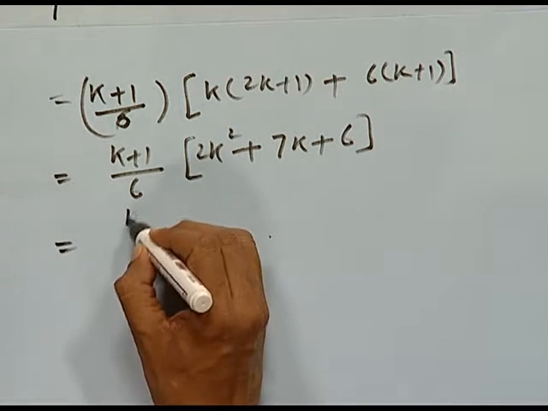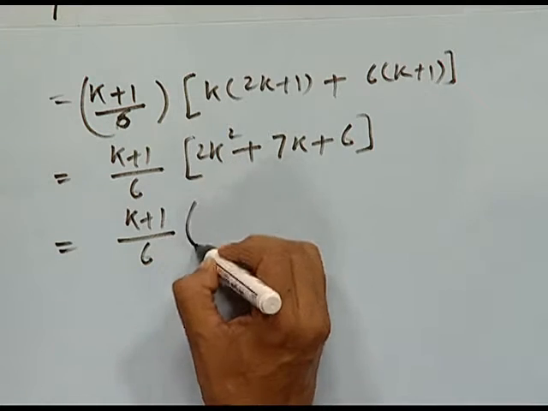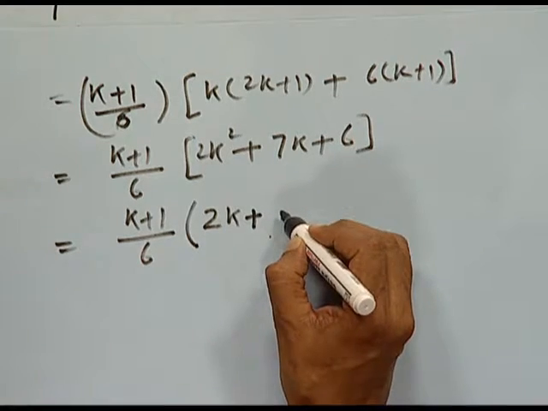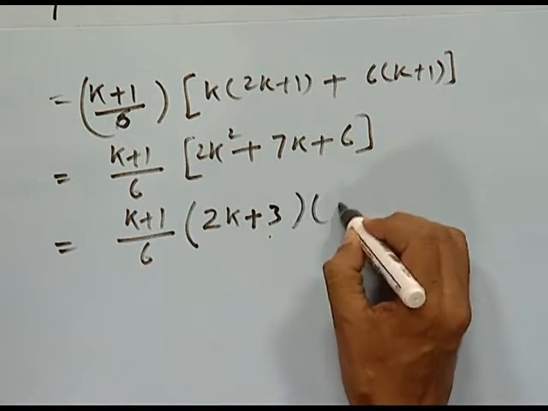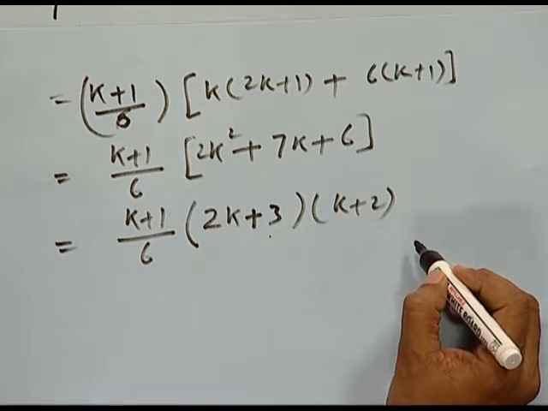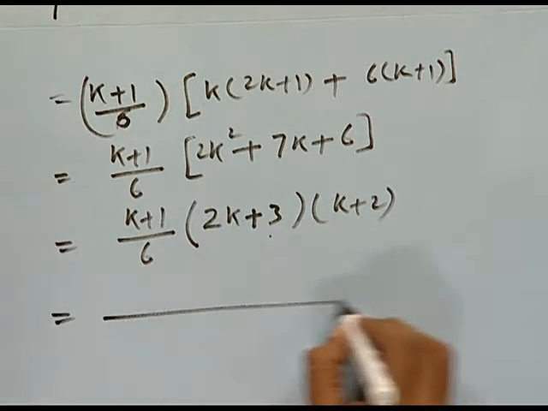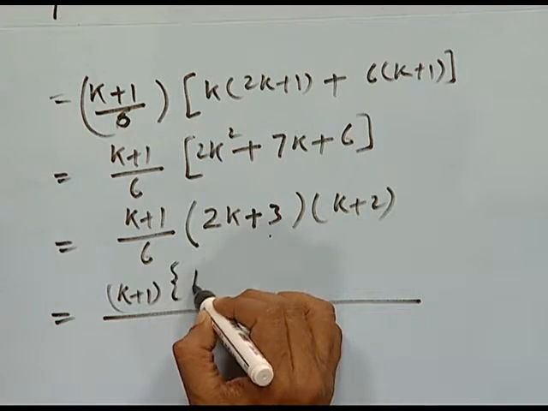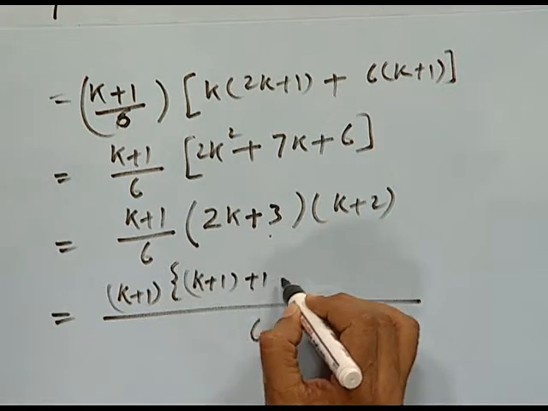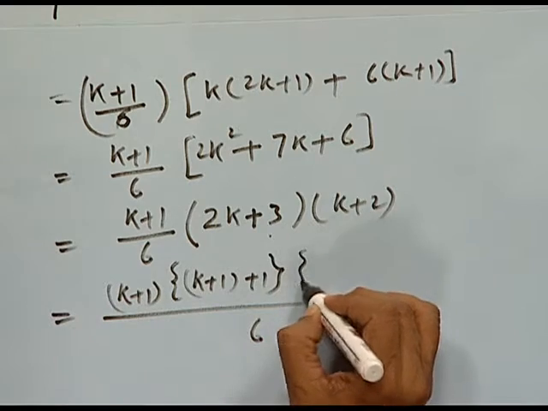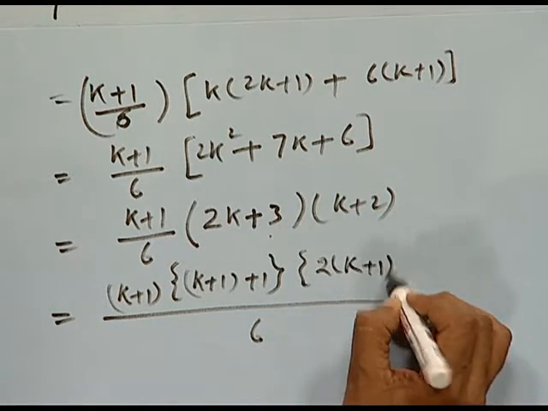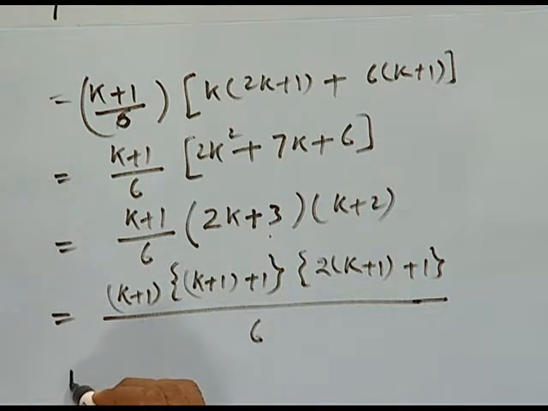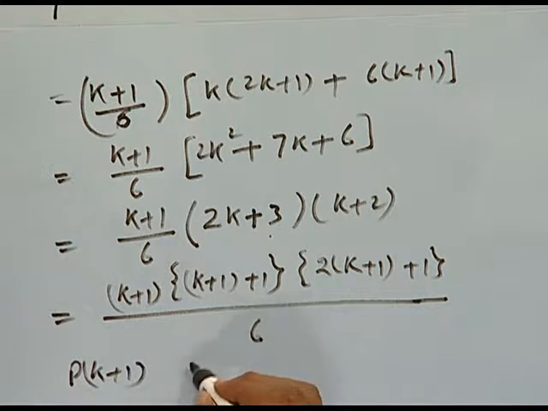which equals (k plus 1) upon 6 times (2k plus 3) times (k plus 2), which can be arranged as (k plus 1)(k plus 1 plus 1)(2(k plus 1) plus 1). Thus, P(k plus 1) is true.